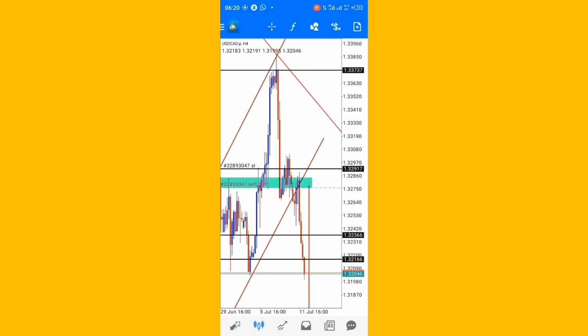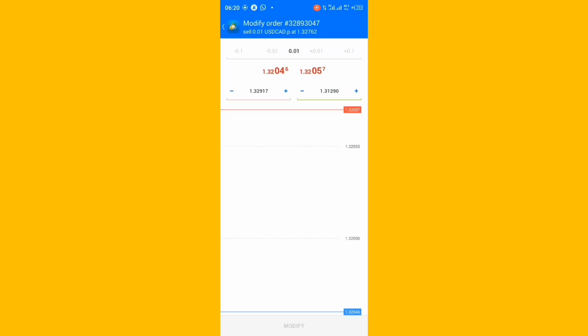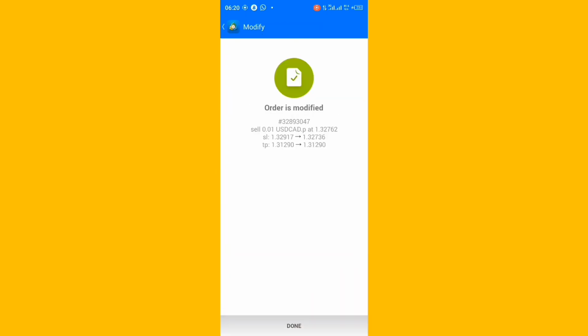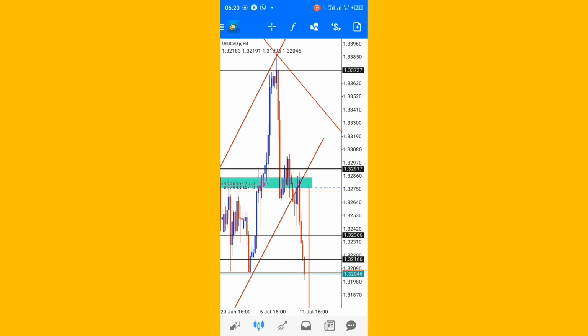So maybe I can just adjust my stop loss to entry, just slightly below entry, to protect, to be in a risk-free trade. So basically, now what is the outcome of the trade? I won't be losing anything on my account balance, initial account balance. So let me secure something, 1.32736. Okay, so I'll keep you posted. Let's step away.